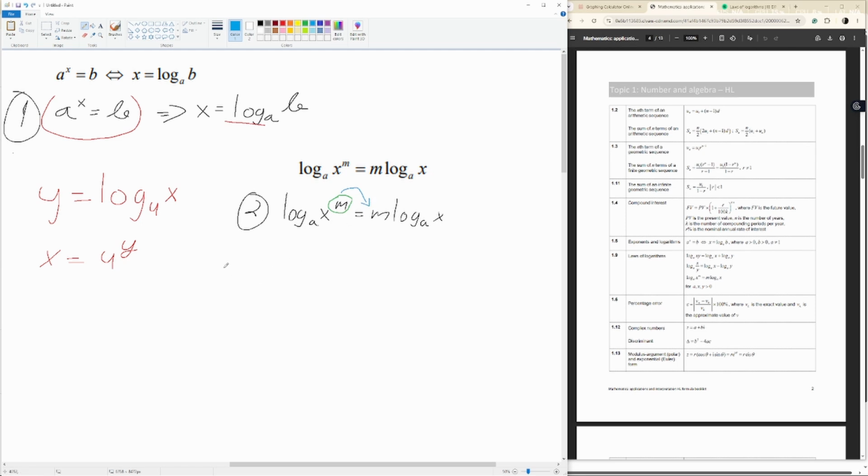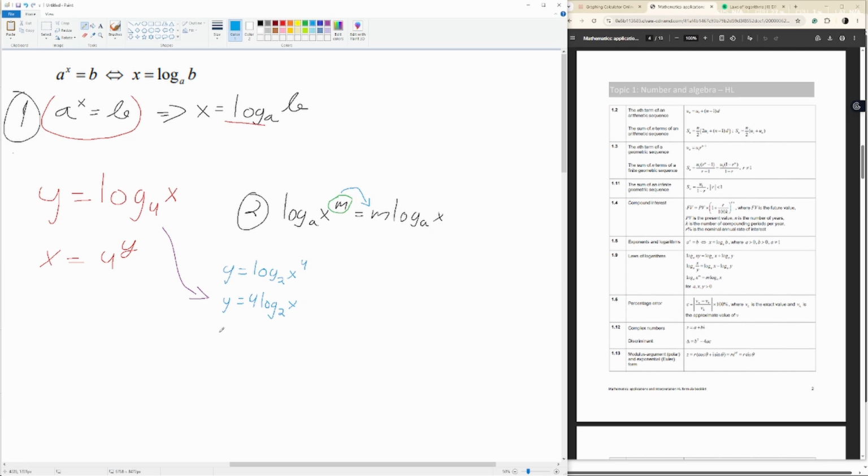So let's say you have y is equal to log 2 of x to the power of 4, then you can always rewrite it as y is equal to 4 log 2 x. And here you can also notice a pattern that you can use this formula again, write it even simpler, and keep on going.